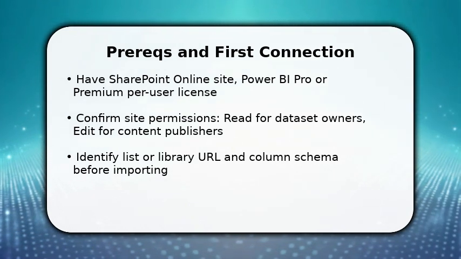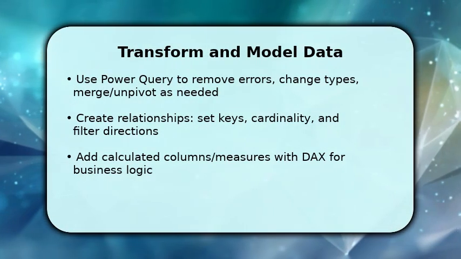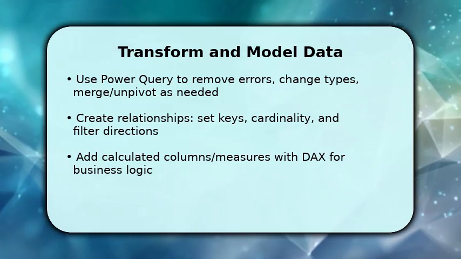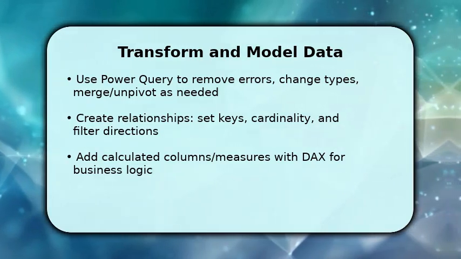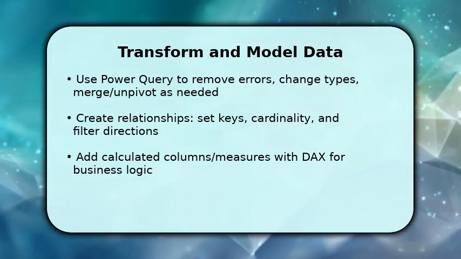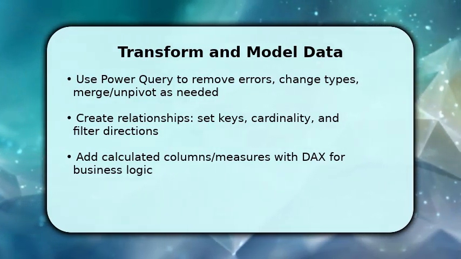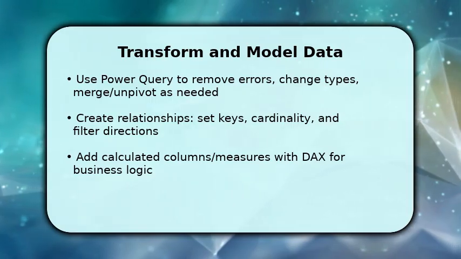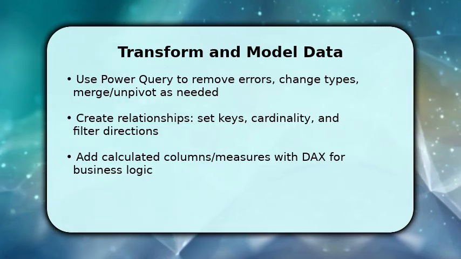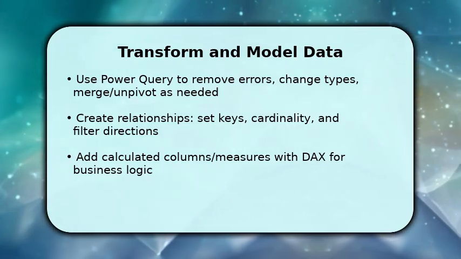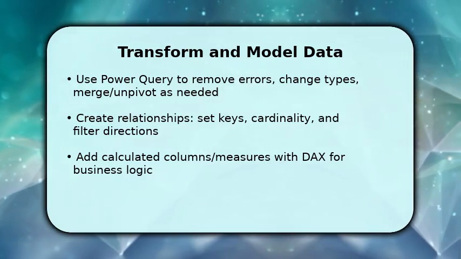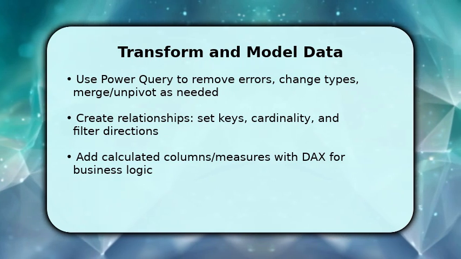Once your list is in Power BI, use Power Query to clean and shape the data, remove nulls, set correct data types, and merge related tables. Then load to the model and create relationships using stable key columns. Set cardinality and single direction cross-filtering unless you need bidirectional for specific calculations. Next, add DAX measures for totals, ratios, and time intelligence. These steps convert raw items into trusted metrics, so reports refresh correctly and visuals remain performant when you publish.